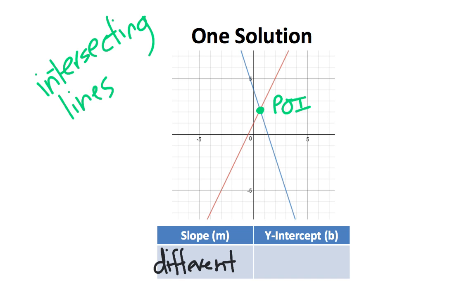The slopes of these two lines can either be the same or different.